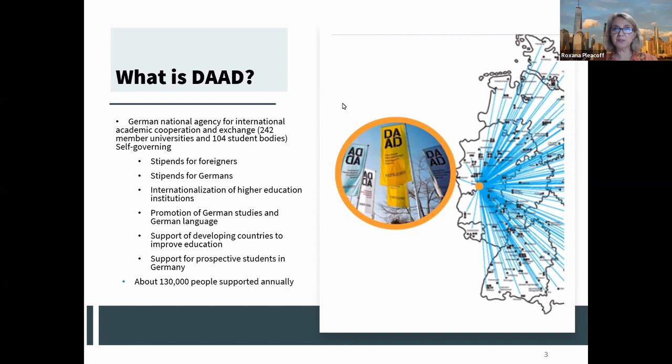So let's start with the introduction to the DAAD. Like Melanie said, it's an acronym for Deutscher Akademischer Austauschdienst, or in English, German Academic Exchange Service. We are the German National Agency for International Academic Cooperation, and we foster and promote academic cooperation between German universities and their counterparts around the world.